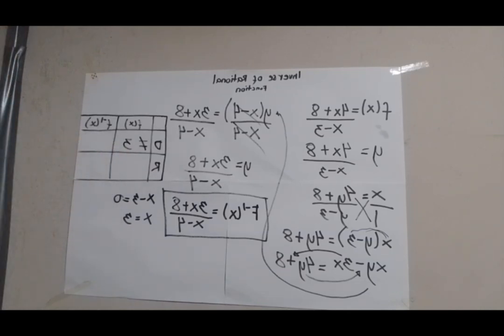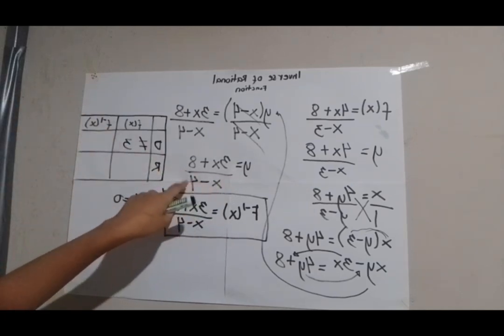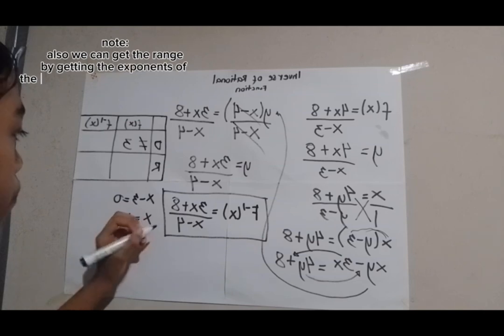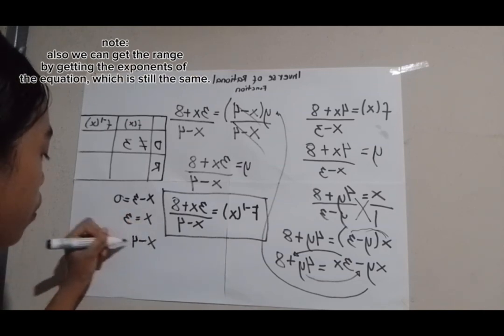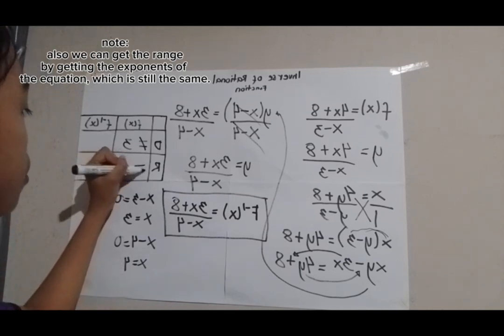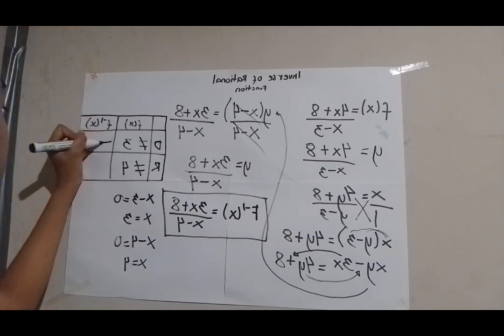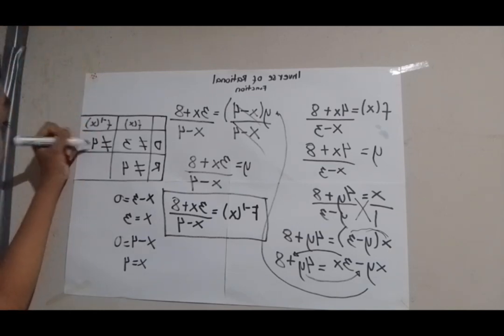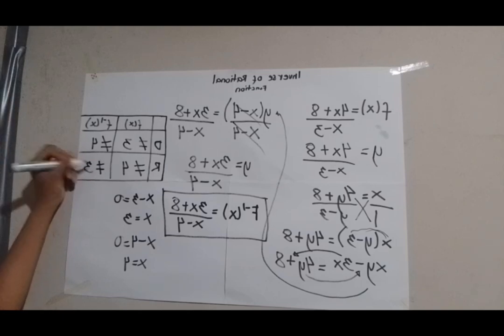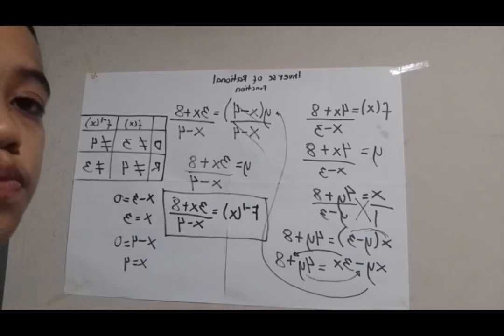Then the range, the inverse of x minus 4. x minus 4 equals 0, so x equals 4. So the range is all real numbers y except 4. Okay, so the 4 and 3. So this will be how to solve the inverse of a rational function.